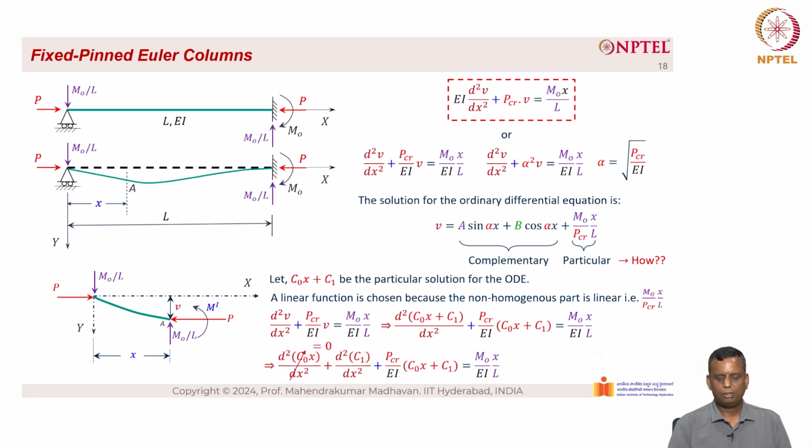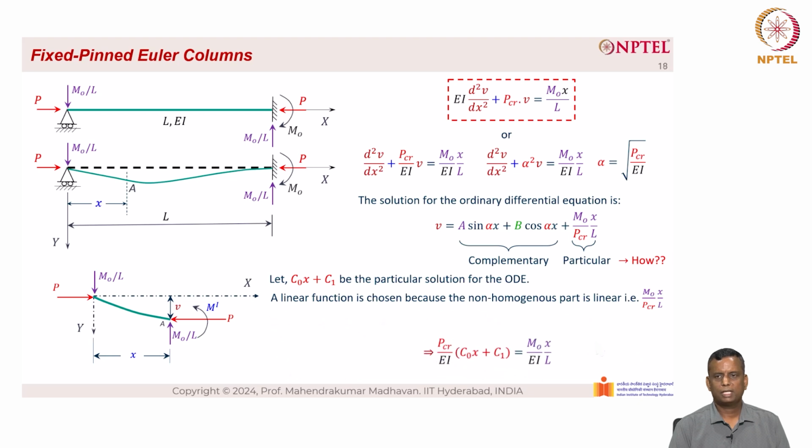The value of C0 in the derivative terms is actually 0. The first term in the differential equation is 0 because when you differentiate this twice, the linear term becomes 0. So the term vanishes. The second term also vanishes because C1 is a constant, and it also becomes 0. So we have P critical by EI into (C0 x plus C1) equal to M0 by EI into x by L.